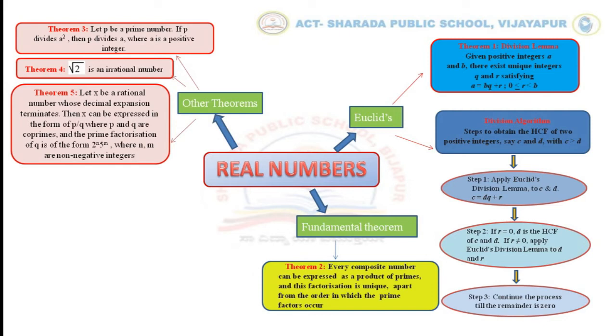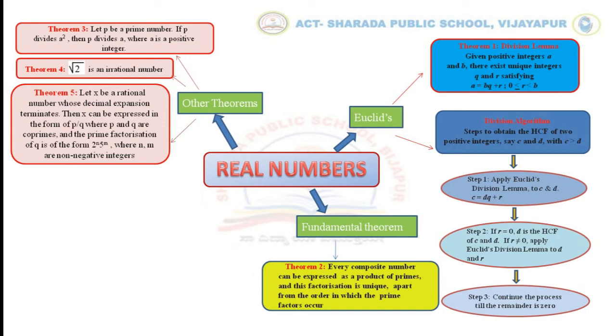Theorem 5. Let x be a rational number whose decimal expansion terminates. Then x can be expressed in the form of p by q, where p and q are coprimes, and the prime factorization of q is of the form 2 to the power of n into 5 to the power of m, where n and m are non-negative integers. So this theorem is about decimal expansions that terminate.